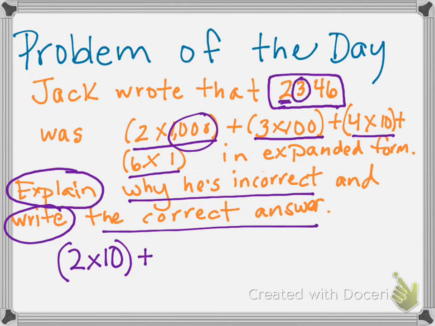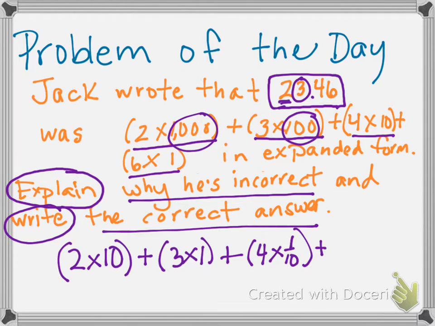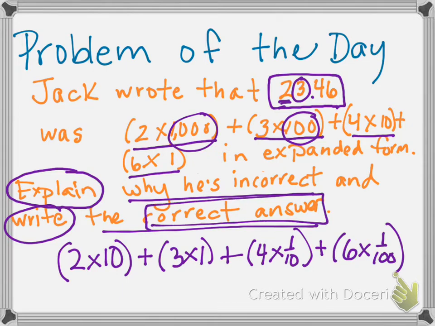And now the 3 is actually in the ones place, but he said it was in the hundreds place. And the 4 is actually in the tenths place. Anytime it's to the right of the decimal, we're in our TH land, we're going to be writing fractions. It's in the tenths place. And the 6, and he said it was in the tens place. And the 6 is in the hundredths place. So I've done this, I wrote the correct answer, but I need to explain why he is incorrect.